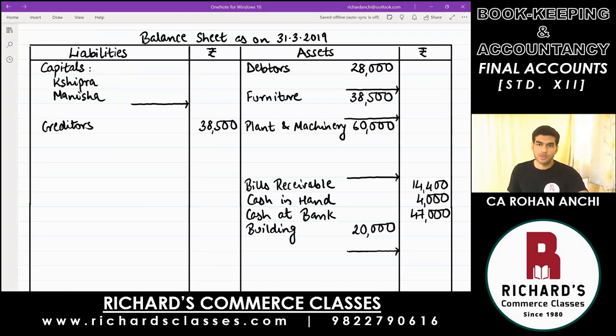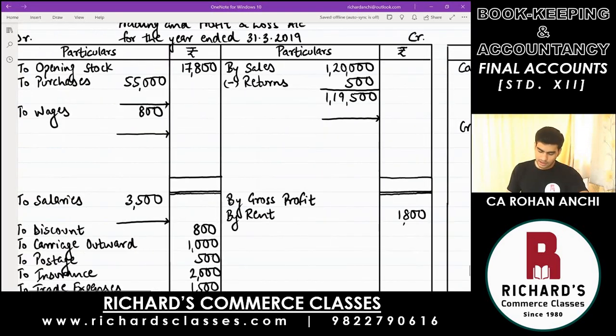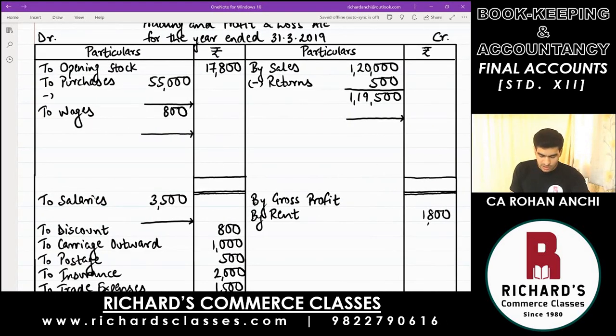Then next is purchase return. We will deduct that from purchases. In trading account, write down below purchases minus returns. That is 1,000. Deduct and tell me net purchase in the outer column. 54,000.